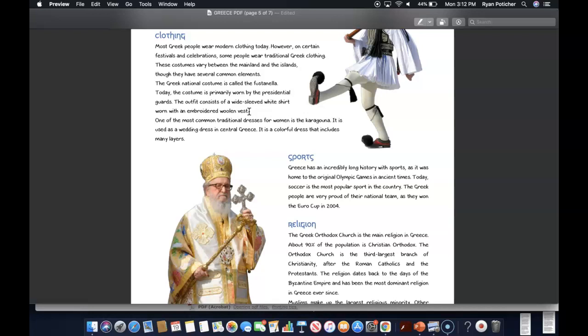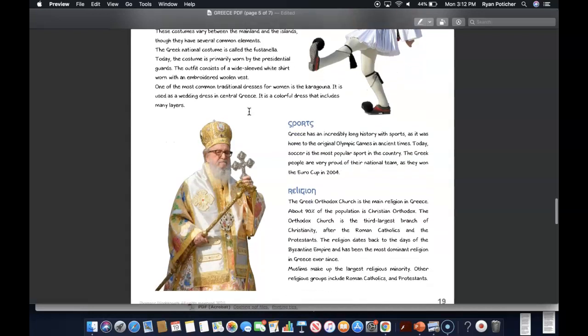One of the most common traditional dresses for women is the karkarona, and it is used as a wedding dress in central Greece. It is a colorful dress that includes many layers.